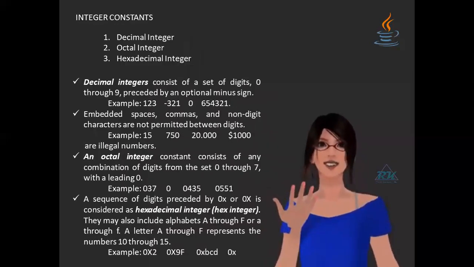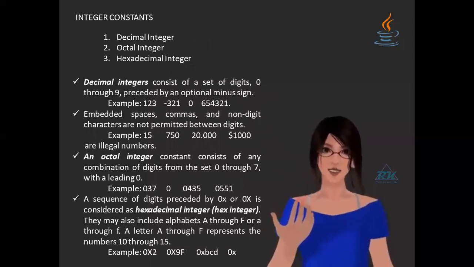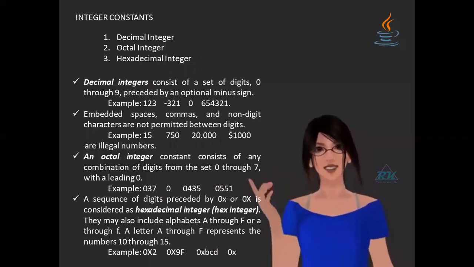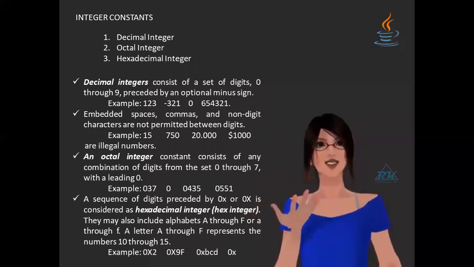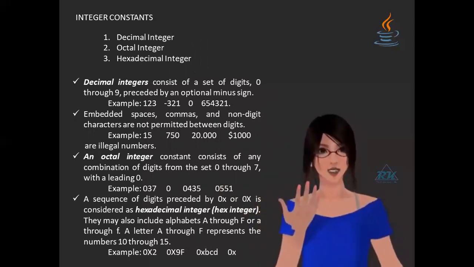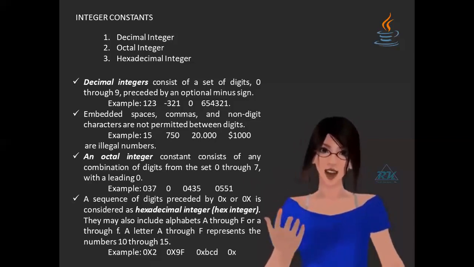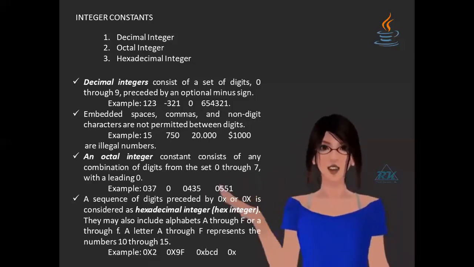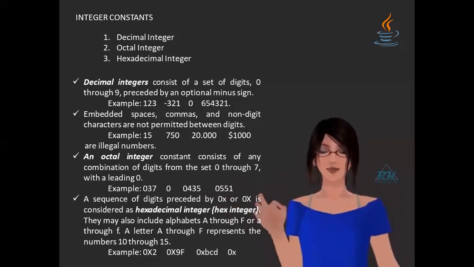Integer constants. There are three types of integer constants: 1, decimal integer, 2, octal integer, and 3, hexadecimal integer. Decimal integers consist of a set of digits, 0 through 9, preceded by an optional minus sign. Please find some examples for decimal integers. Embedded spaces, commas, and non-digit characters are not permitted between digits. Please find some examples for illegal numbers.